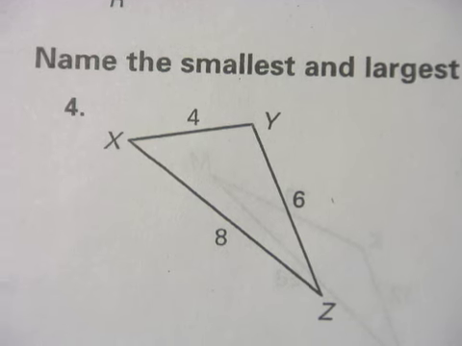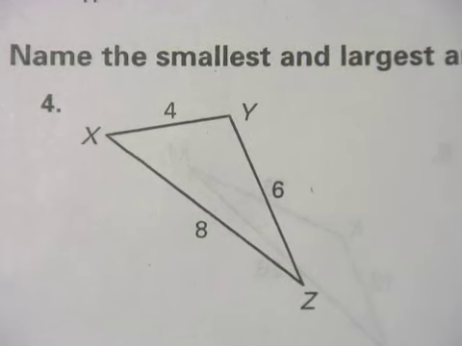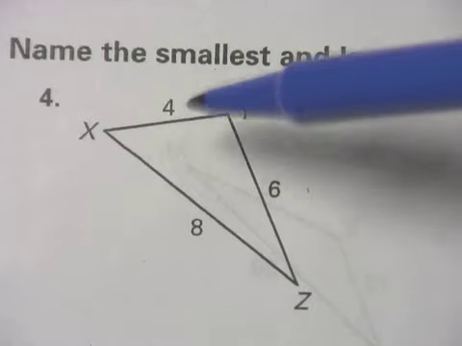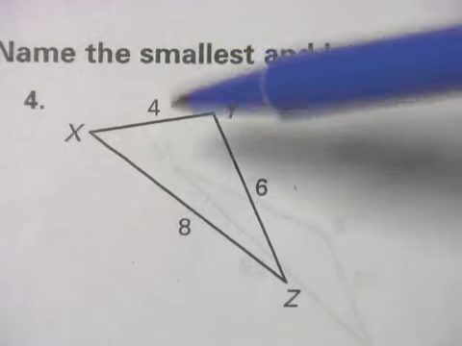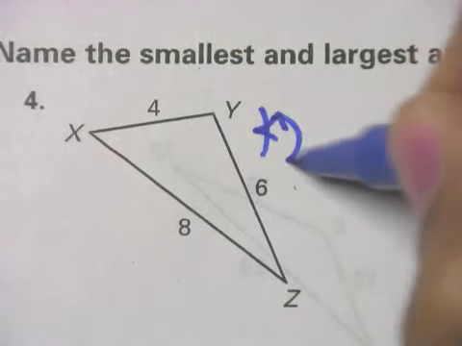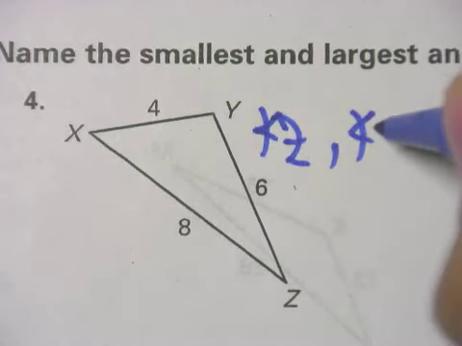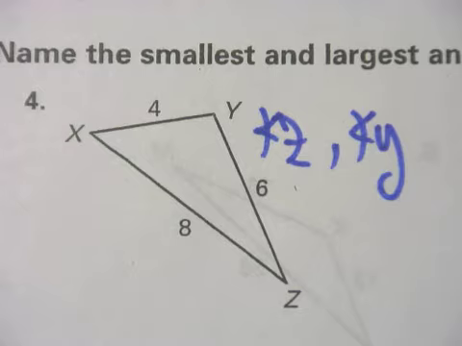For number 4 through 6, they want us to name the smallest and the largest angles in the triangle. Remember, we know that there is a relationship between the side and the angle. So we can see here that 4 is the smallest side, so that's across from angle Z, which is the smallest. And then 8 is across from Y, so angle Y is the largest.